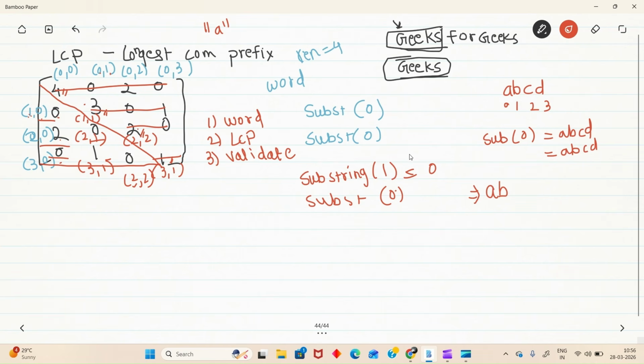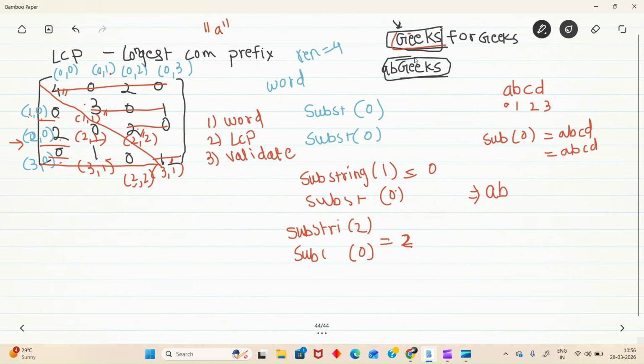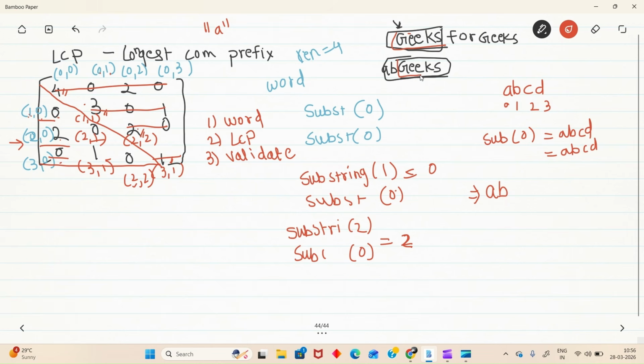Now if we go to the next index, I have substring of 2 and substring of 0 with 2 in common. Okay, what does this mean? Let's say my substring of 0 is this whole thing, and let's say here I also have AB. What is substring of 2 then? It is from here. Okay, so I have the same.